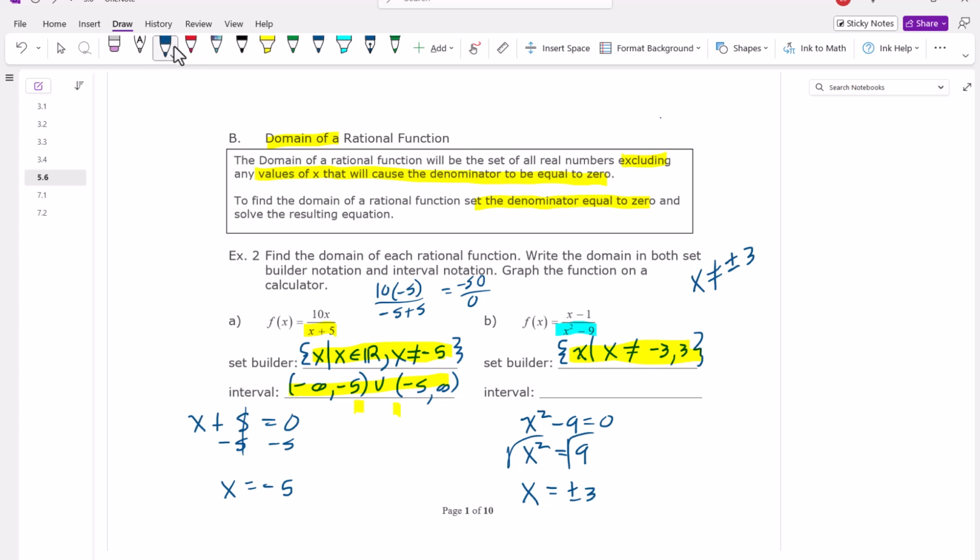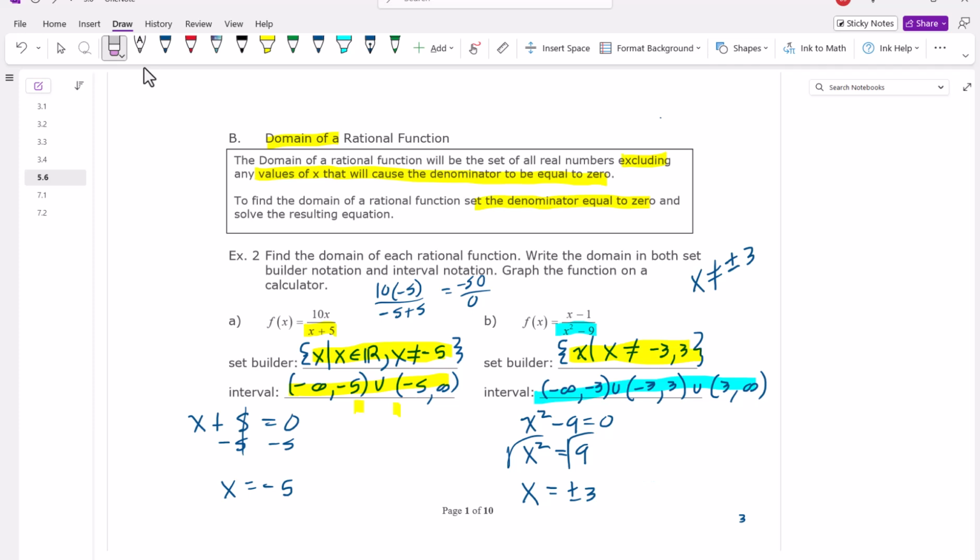Okay, if you're doing this in an interval, now what you kind of have is you have negative 3, you have 3, and then you have everything in between. So you have three intervals. So you have to be everything below negative 3, everything between negative 3 and 3, and everything bigger than 3, like that. So that's how you would write that in interval notation.